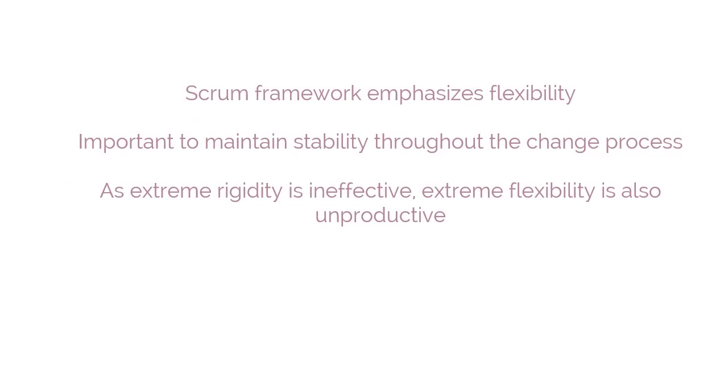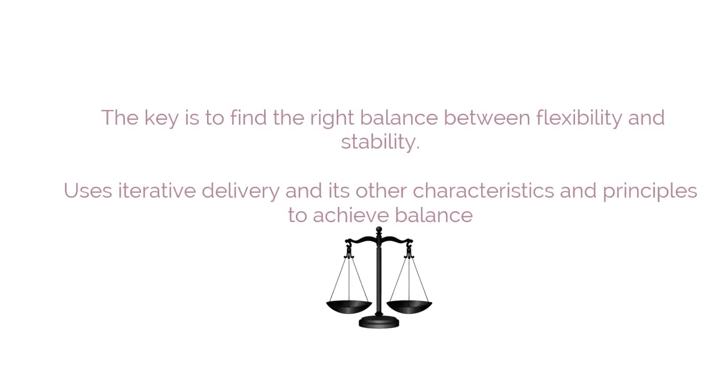However, it is important to understand that although the Scrum Framework emphasizes flexibility, it is also important to maintain stability throughout the change process. In the same way that extreme rigidity is ineffective, extreme flexibility is also unproductive. The key is to find the right balance between flexibility and stability, because stability is needed in order to get work done. Therefore, Scrum uses iterative delivery and its other characteristics and principles to achieve this balance.